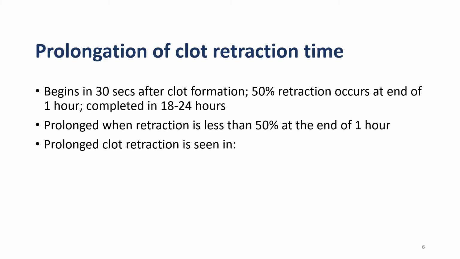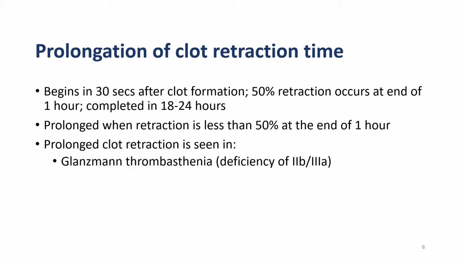Prolonged clot retraction is seen in the following conditions. One is Glanzmann's thrombasthenia, which is a deficiency of glycoprotein IIb/IIIa. And the other is thrombocytopenia, which is reduced platelet number.